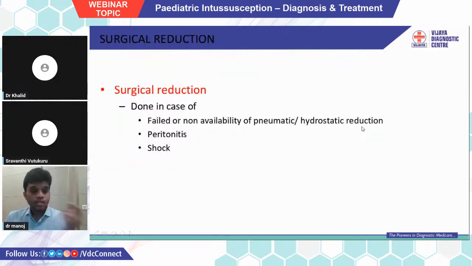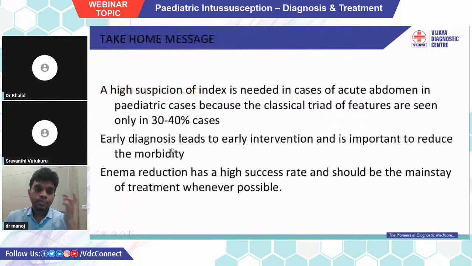So when is the surgical reduction done? It is done in cases where the enema reduction has failed, or if it is not available, if there is peritonitis, or the patient is in shock.